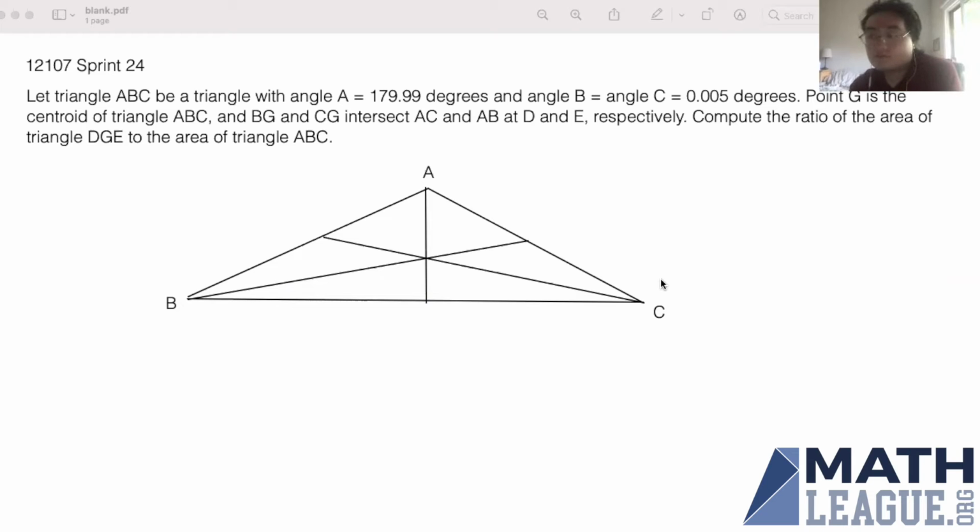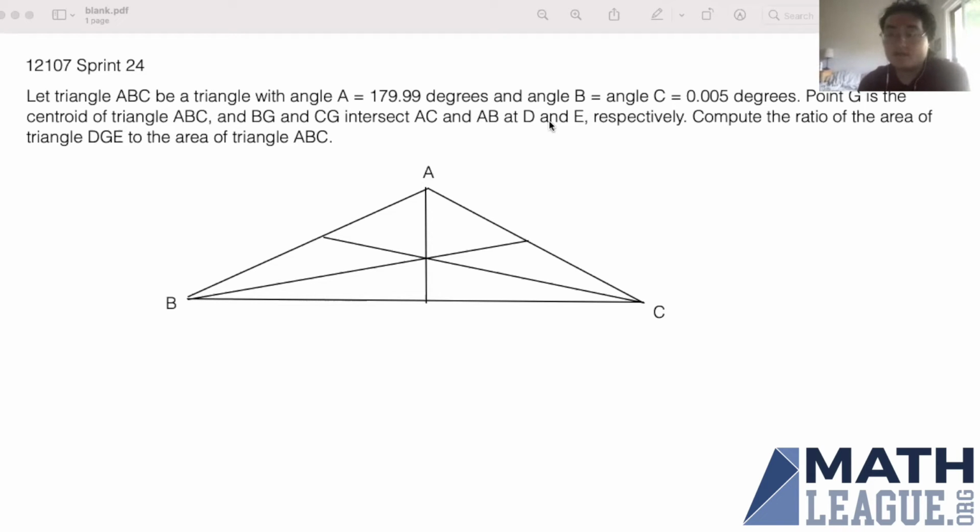Great. So what do we do now? Let's read the rest of the problem. It says lines BG and CG intersect AC and AB at D and E respectively, and we want to find the ratio of the area of triangle DGE to the area of triangle ABC.